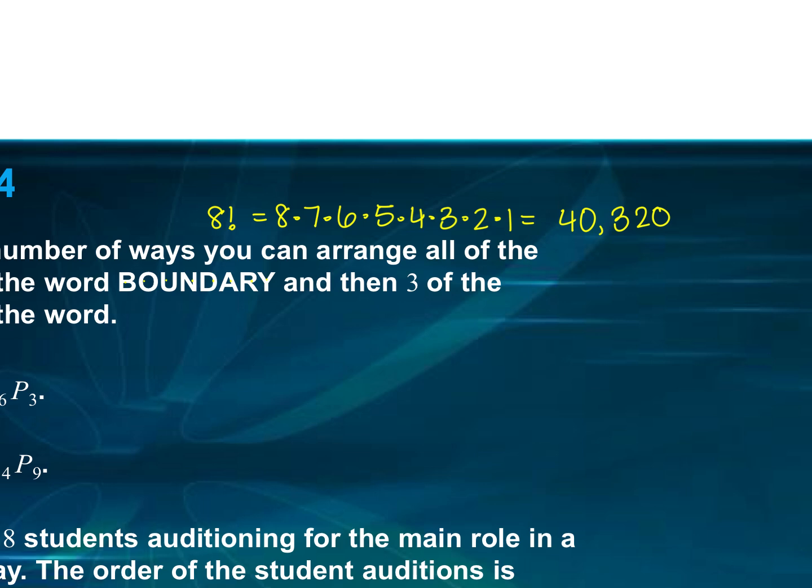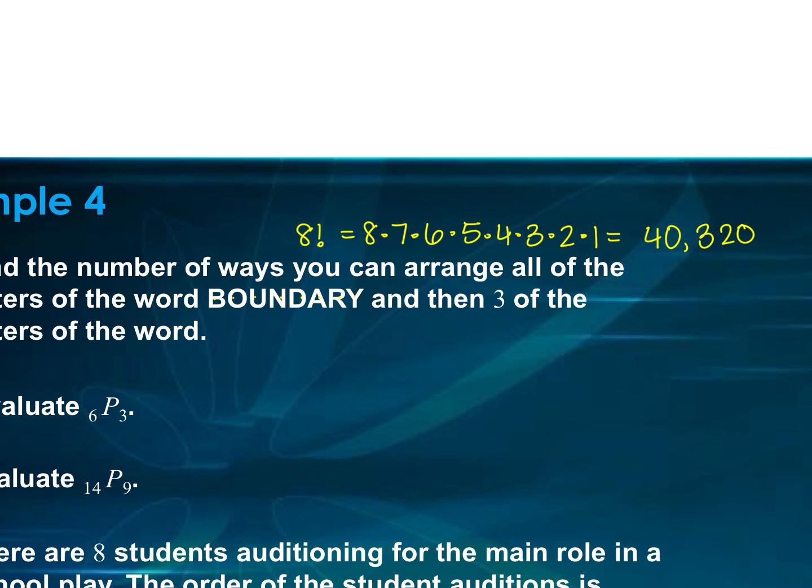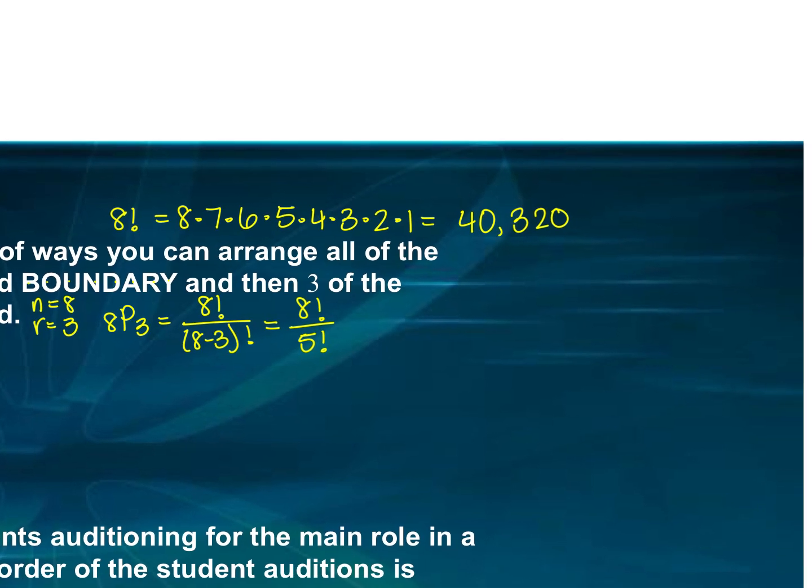So now looking at it, I'm going to have my N is 8 because that's my total. How many am I using? 3. So it's going to be 8P3. And solving it, I'm going to have 8 factorial over 8 minus 3 factorial. 8 on top. 8 minus 3 is going to give me 5, and then I'm just solving.